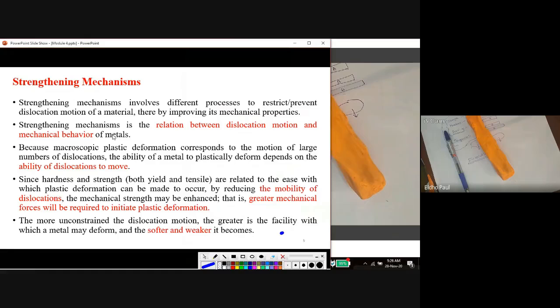The dislocation is the main factor which affects the strength of the material. The more unconstrained the dislocation motion, with no restriction, the greater is the facility with which the metal may deform. That type of material will be softer as well as weaker. If there is no restriction for the movement of dislocation, then we can say the material is softer and weaker, or we can say the material will be more ductile.